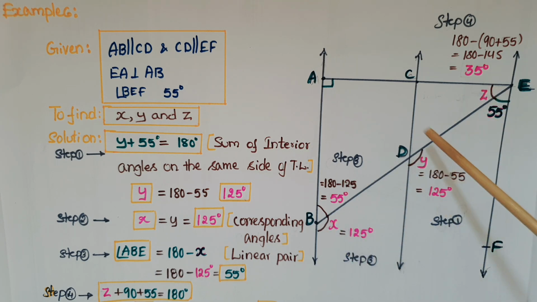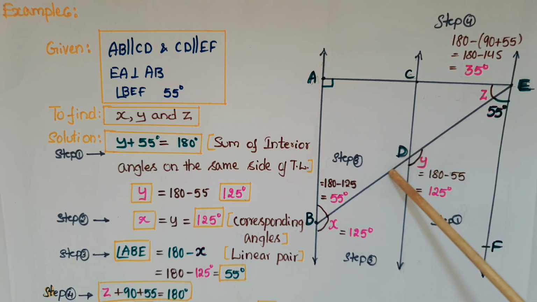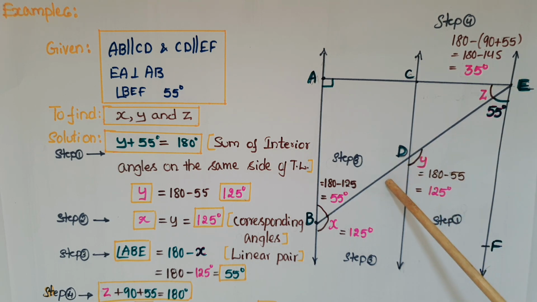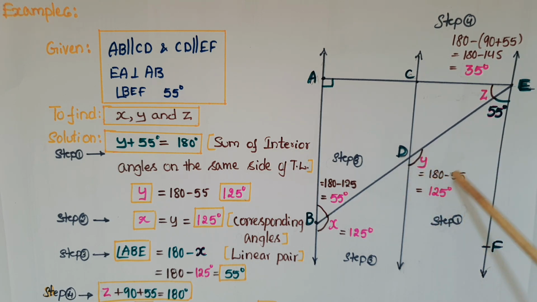So first observe these two lines are parallel, CD and EF are parallel, and ED is a transversal line. So y and 55 degrees are co-interior angles. So the sum of these two angles is 180 degrees because these two lines are parallel and this is a transversal line. So y is equal to 180 minus 55, that is 125 degrees. And if you observe, AB is parallel to CD and x and y are corresponding angles for these two lines. So x is equal to 125 degrees because y we have just calculated 125.